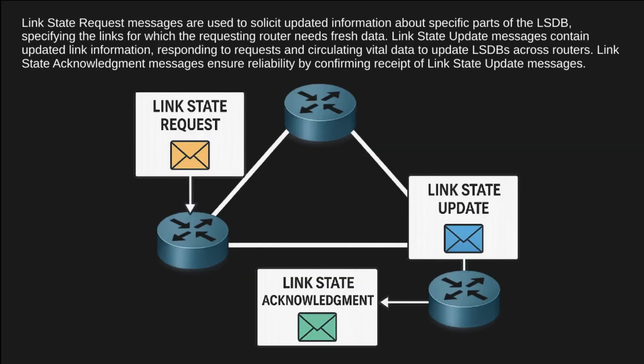Link state request messages are used to solicit updated information about specific parts of the LSDB, specifying the links for which the requesting router needs fresh data. Link state update messages contain updated link information, responding to requests and circulating vital data to update LSDBs across routers. Link state acknowledgement messages ensure reliability by confirming receipt of link state update messages.